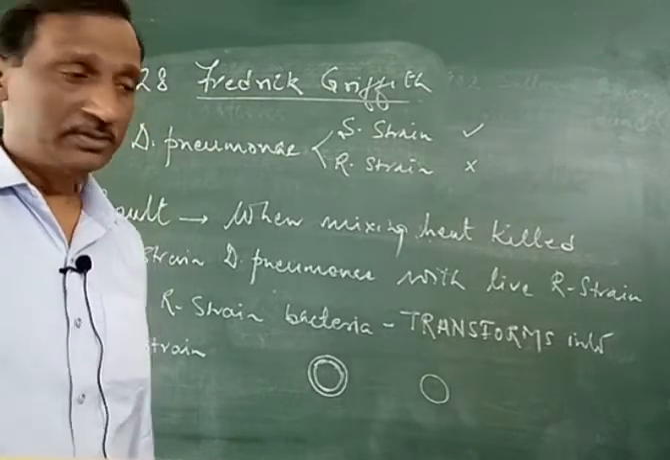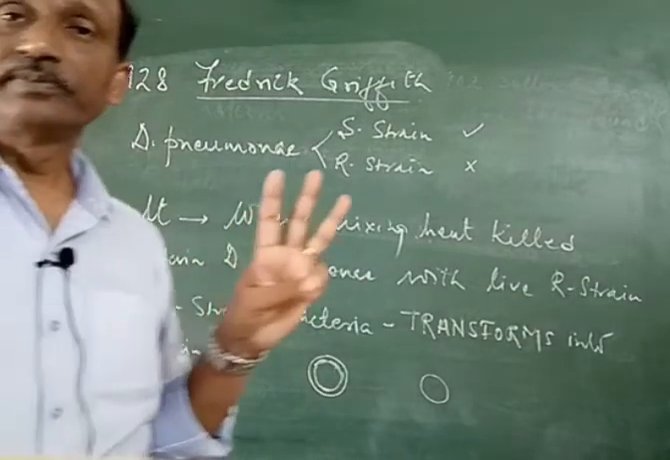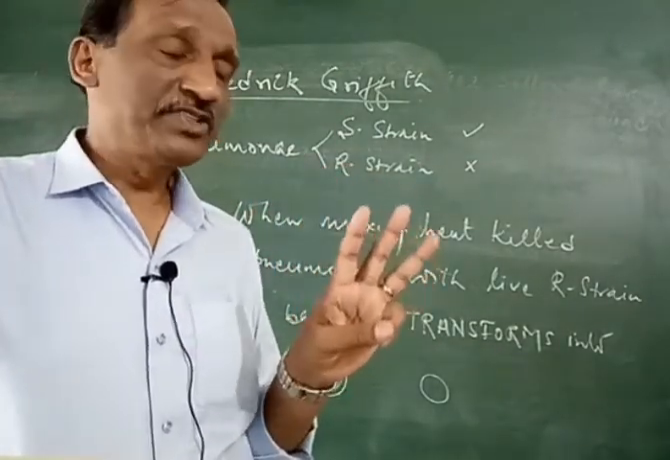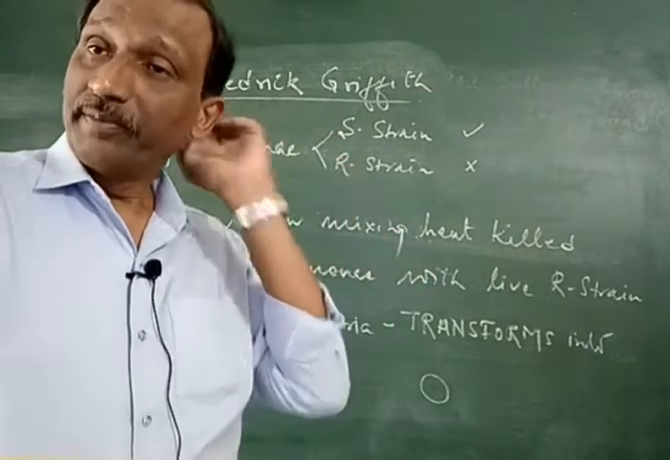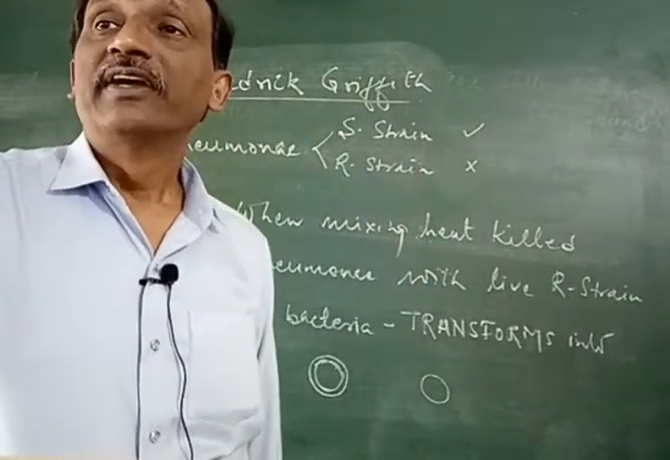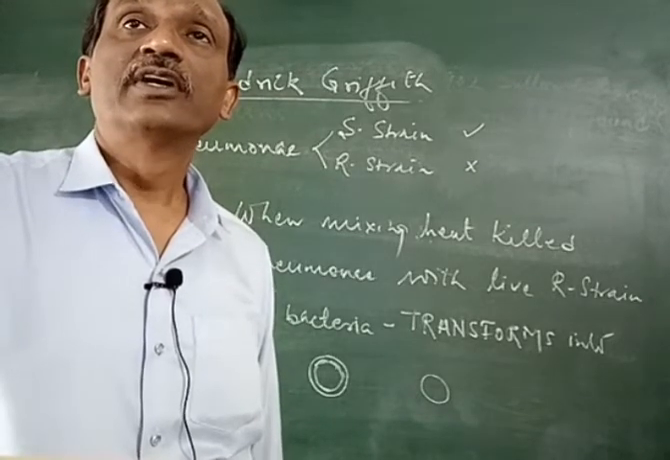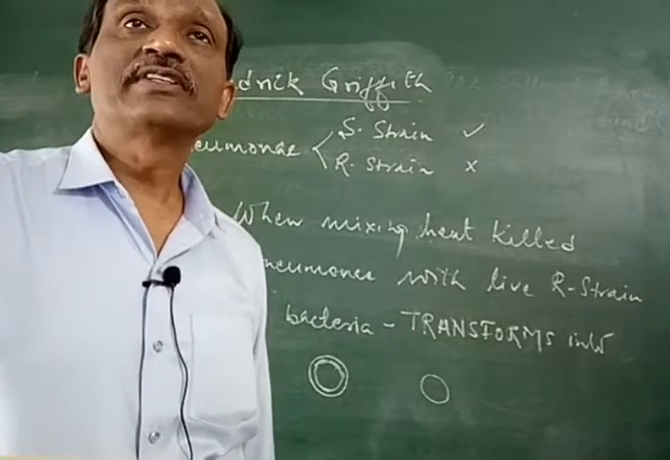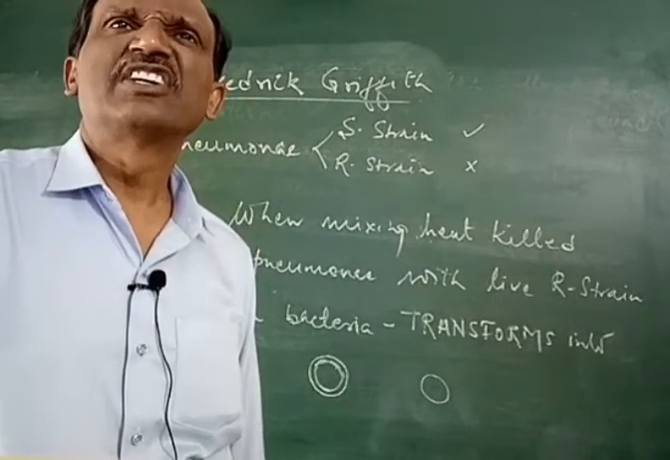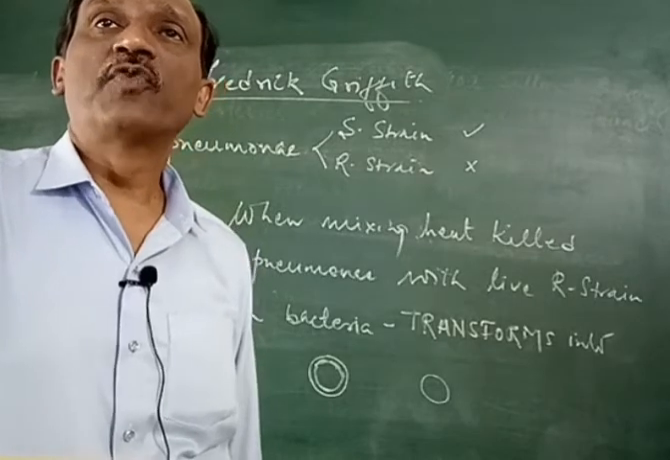Some years later, three scientists came. The three scientists' names were Avery, MacLeod and McCarthy. You can see their names here. Oswald Avery, this is on page number 101.